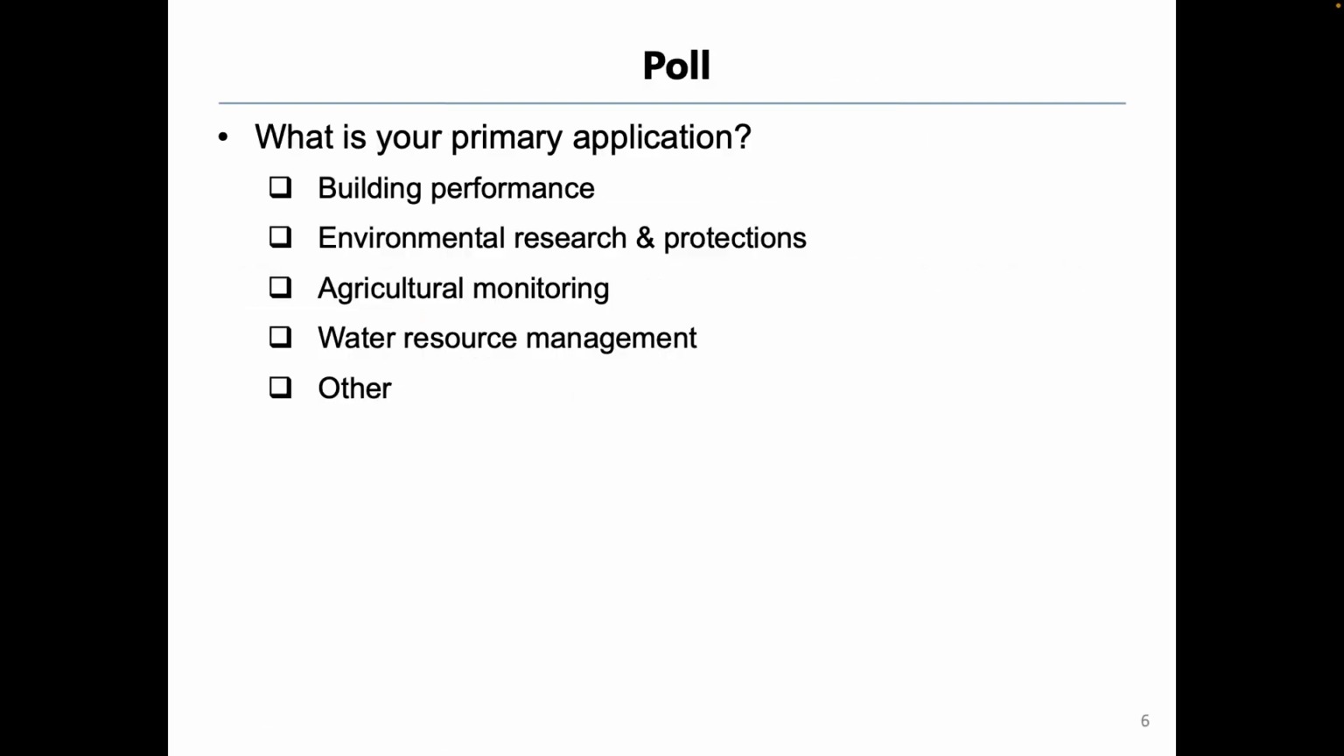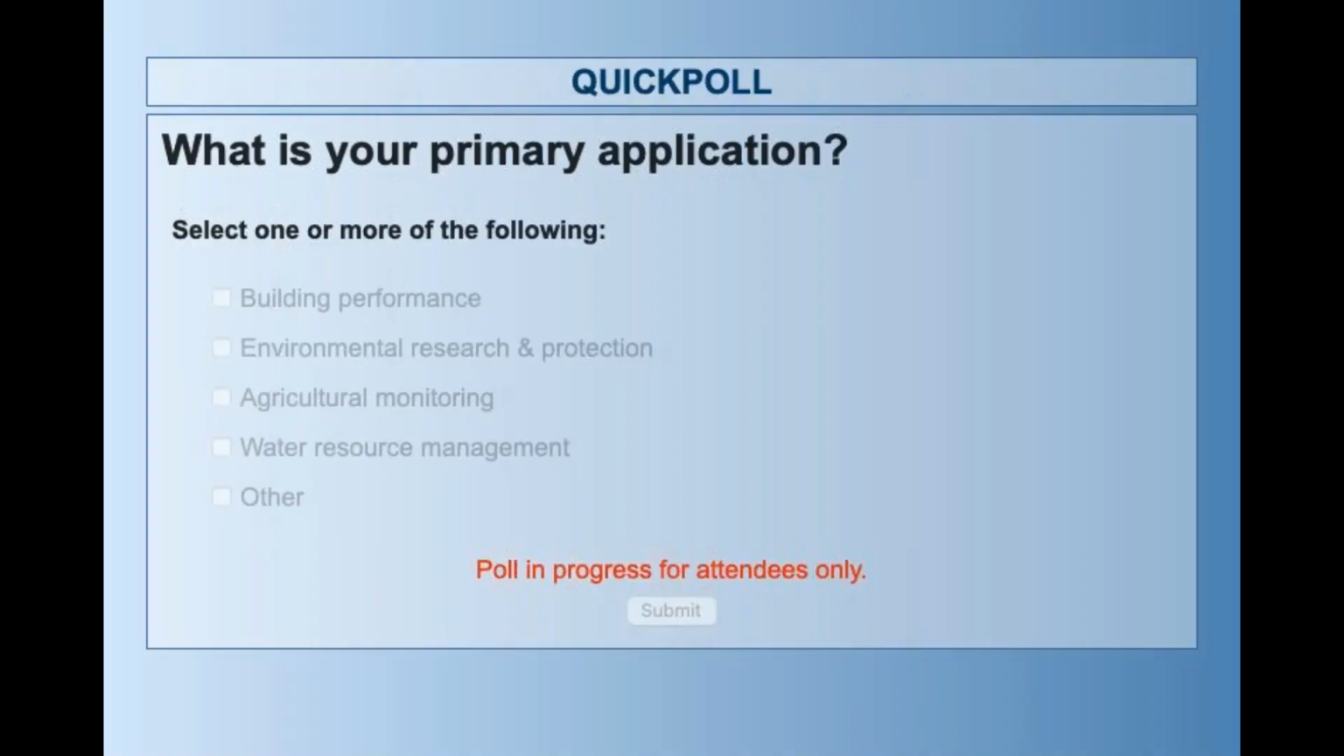So let's do a poll right now. It would be helpful for us to know the audience here, so we can try to emphasize some of the things. Let's run the poll at the moment, if possible. Please respond to the question. The question is, what is your primary application? Is it building performance, environmental research and protection, agricultural monitoring, water resource management, or other? It would be helpful if you could select the one that is most applicable to you.